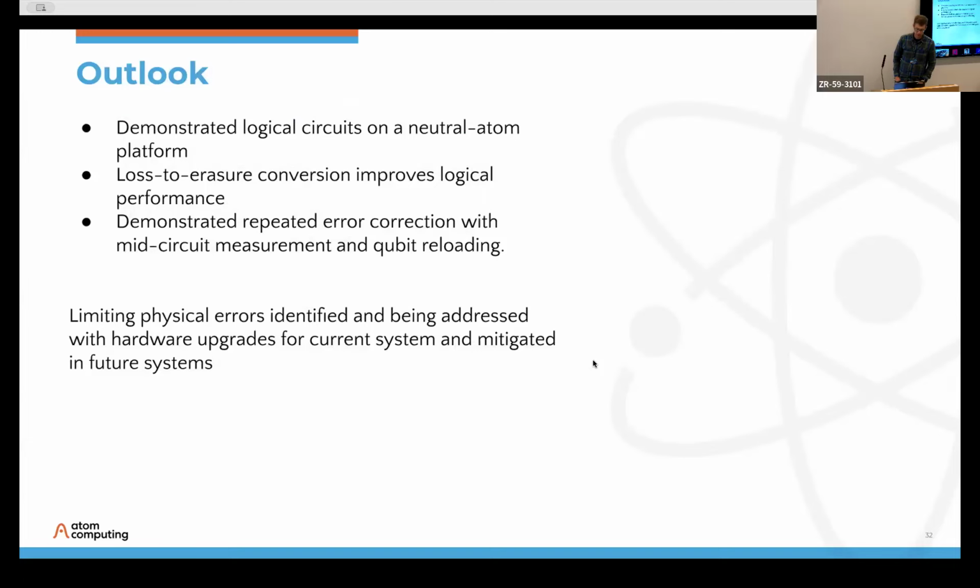So we've demonstrated logical circuits on a neutral atom system, shown loss to erasure conversion and how that actually helps at the logical performance level. We've shown repeated error correction, mid-circuit measurement, qubit reloading, and classical logic. And the outlook for this is basically just keep pushing on performance, making things better. I mentioned things like dynamical decoupling and echoing to work on these physical error sources and just keep going ahead. That's my last slide. Happy to answer any questions.